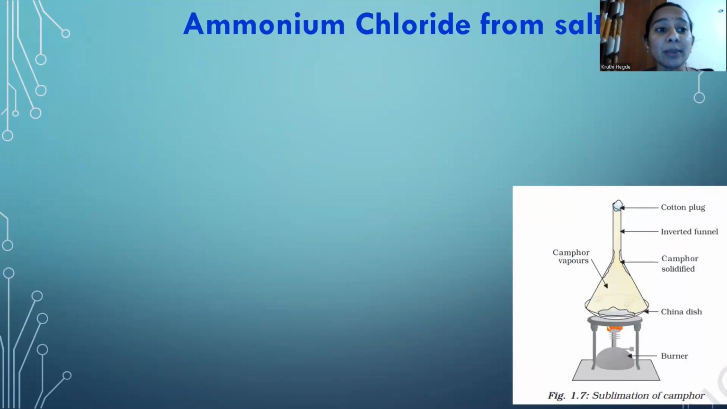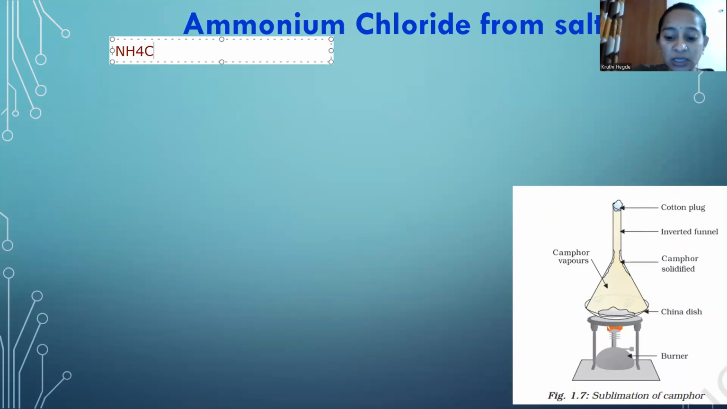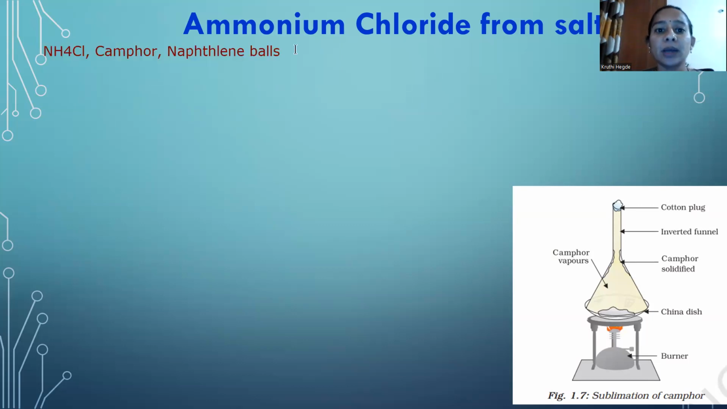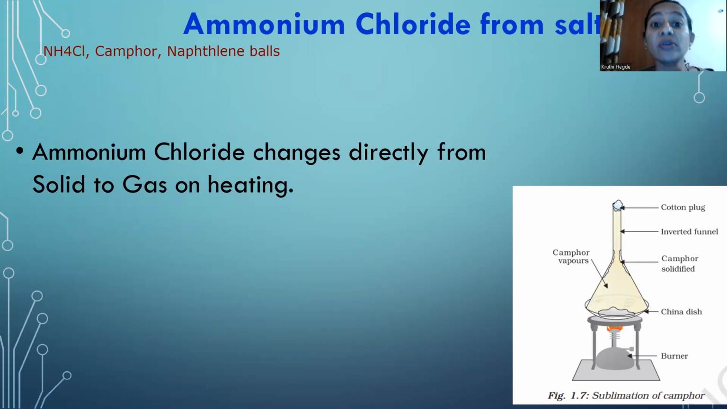There I mentioned a few sublimable substances. Among those, NH4Cl, that is ammonium chloride, is also one. Other than ammonium chloride, we have even discussed that camphor and naphthalene balls are sublimable. So we had discussed this in the first chapter under the concept of sublimation. Sublimation is a process of converting solid directly into gas without reaching the liquid state, isn't it? This happens for a few substances.